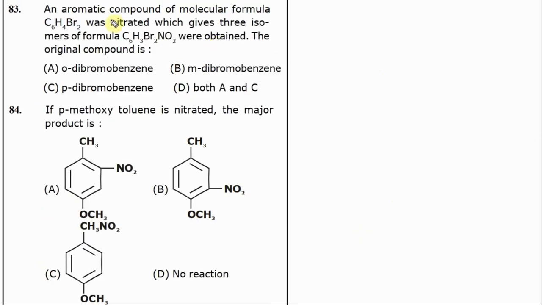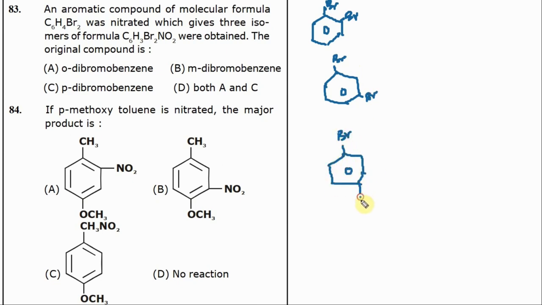An aromatic compound of the molecular formula C6H4Br2 is nitrated. So the possibilities are Br, and then the last one is para. And monobromination, no need to say, one hydrogen is less, and once one NO2 comes in, it's a mononitration, sorry. The compound would give 3 isomers.